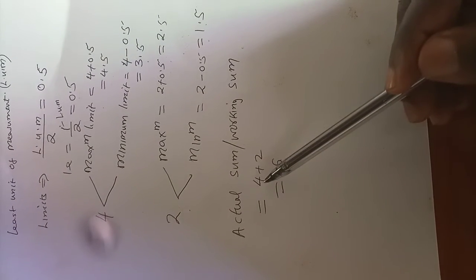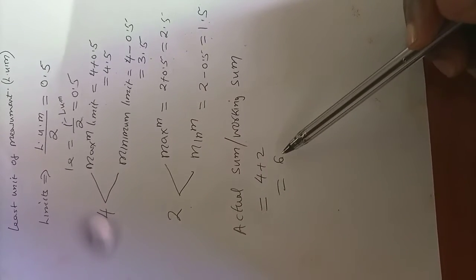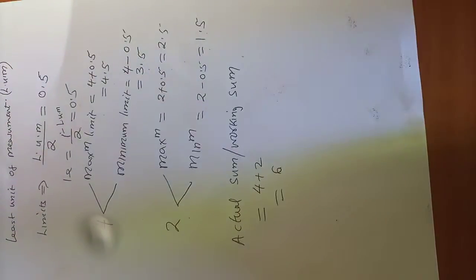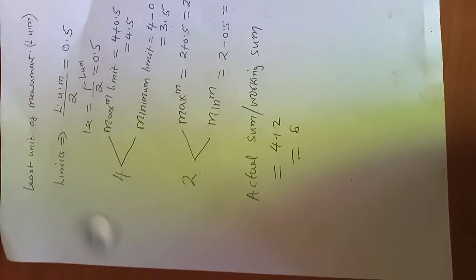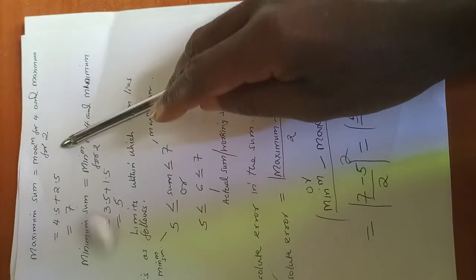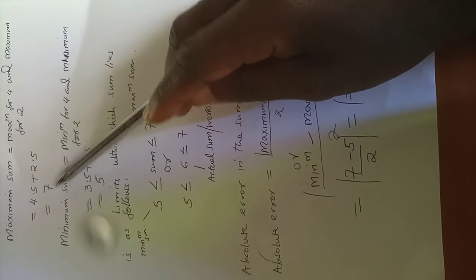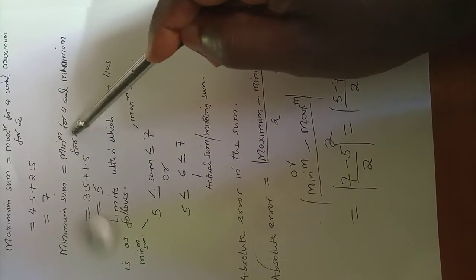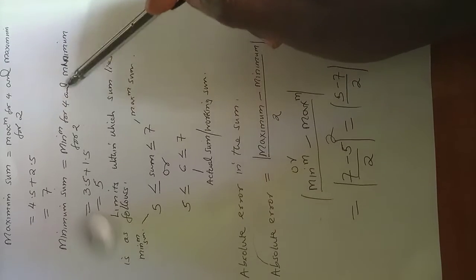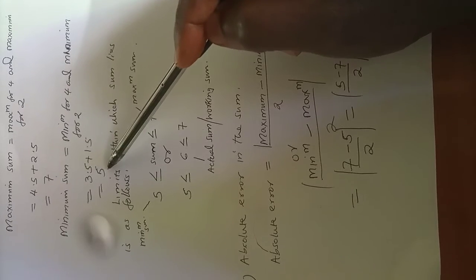Then we come to the actual sum, or the working sum. For the working sum, we take the individual numbers 4 plus 2 as they were initially, which is 6. After that, we need the maximum sum. For the maximum sum, we take the maximum of the first number and the maximum of the second number: 4.5 plus 2.5 is 7. The minimum sum is the minimum of the first number plus the minimum of the second number: 3.5 plus 1.5, which is 5.